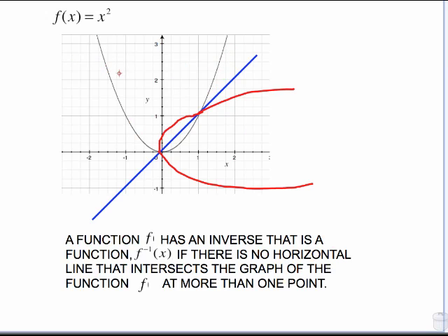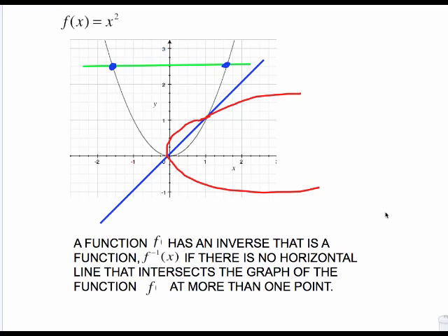This was my original function. I draw a horizontal line. That horizontal line is crossing my original function twice. What happens when we reflect that over the blue line, we're going to end up with something that fails the vertical line test. How does this horizontal line test help us? Well, if you have a visual, meaning maybe you've typed it into your graphing calculator and you can see what the original function looks like, if you can see that that original function will fail the horizontal line test, then you know that that original function does not have an inverse that's a function, and you don't have to take the time to do the algebra on it.